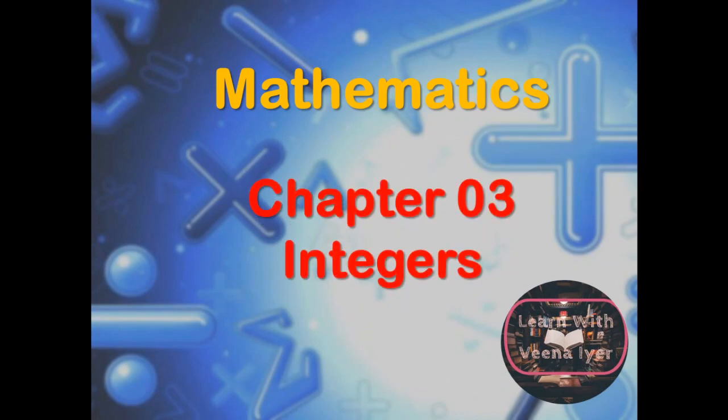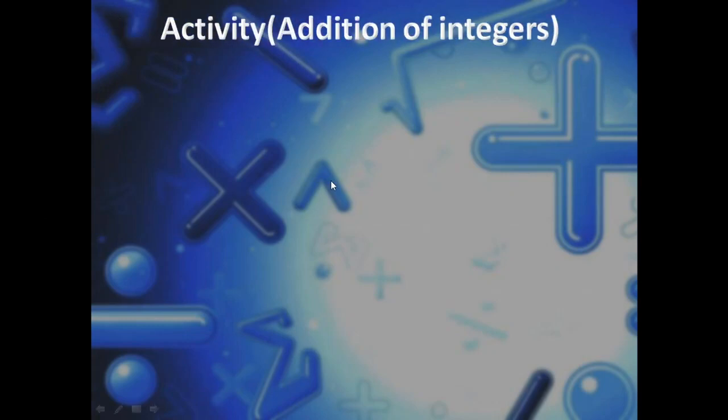Hi, good morning, children. Back to your mathematics lecture of chapter 3, Integers. In our last lecture, we had learned about natural numbers, whole numbers, integers, what is an integer, and the number line, how to draw a number line, and some examples based on all these topics. So, this video will have some more things about integers, that is, addition of integers and opposite numbers. So, let us start with an activity based on addition of integers.